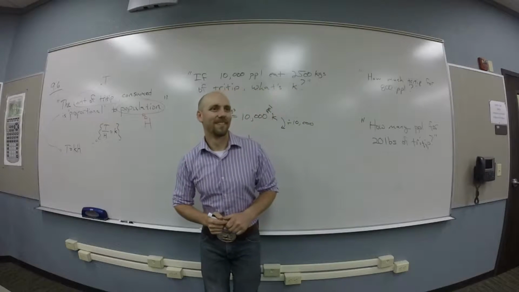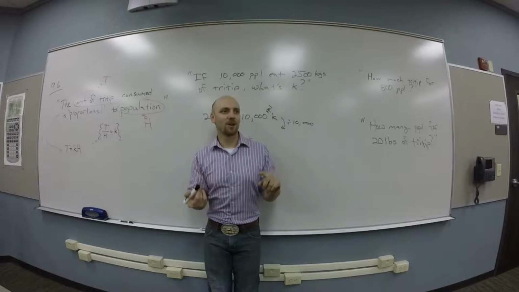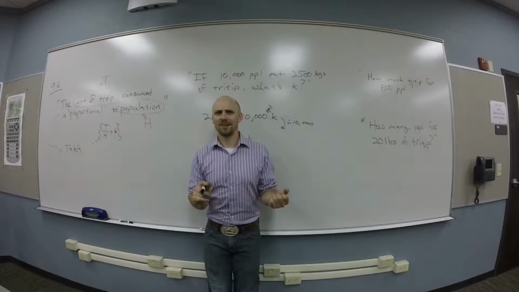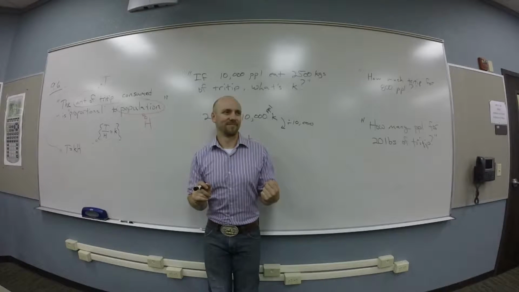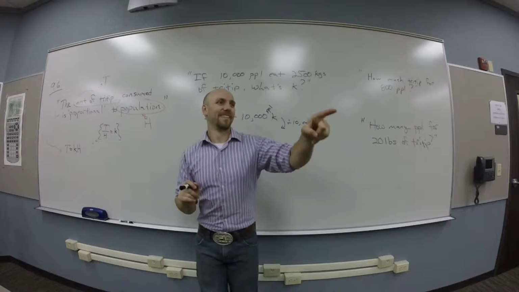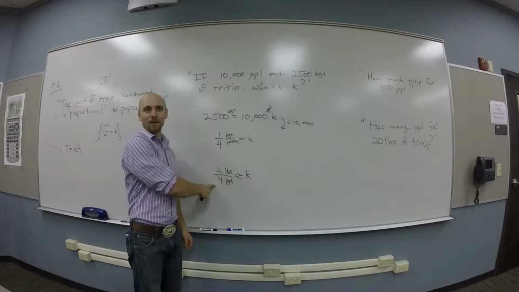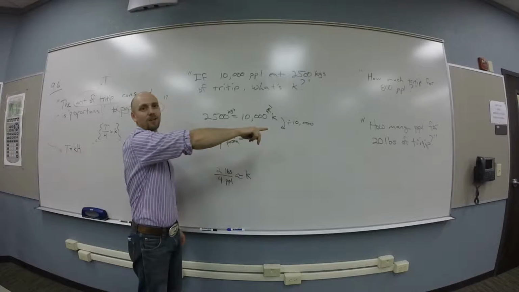So, which way does it go? Should you be multiplying or dividing? Dividing. 40 people. 2 pounds for 4 people, so 20 pounds for 40 people.